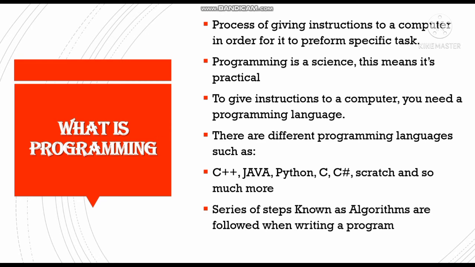Whenever you're solving a problem, most of the time you follow design steps to arrive at the answer. One of the things a programmer is supposed to have is a vision of what he or she wants to achieve at the end. For you to reach the output you want, you need to design some steps to follow. The steps that have been designed to achieve a certain goal are called algorithms. So algorithms are the series of steps that are followed when writing a program.